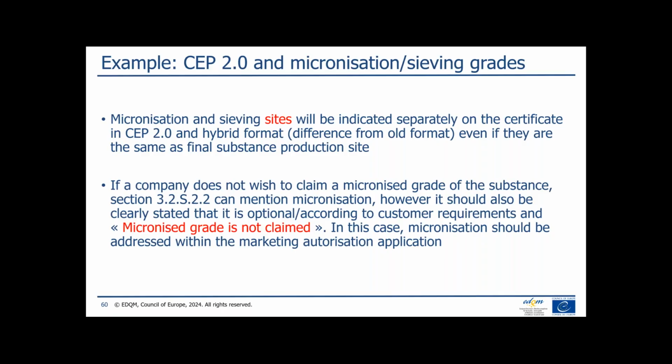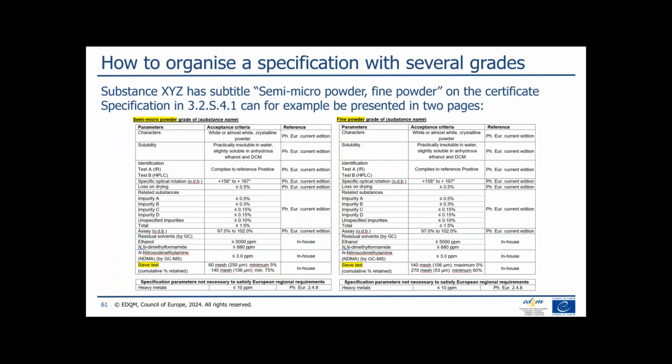If you do not wish to claim a micronized grade of the substance, micronization should not be part of the SEP dossier. You can only mention it shortly in 2.2, but it should not be developed. So here is an example of how to organize the specification if you have several micronized grades. For example, you can have the specification in 2 pages. First page for one grade, second page for the second grade, where, for example, I took the example of sieve test. It could also be some particle size distribution. So, for example, sieve test, so the limits are different.